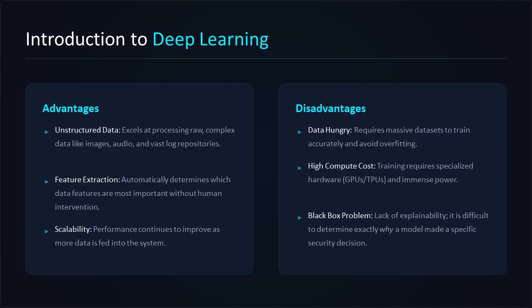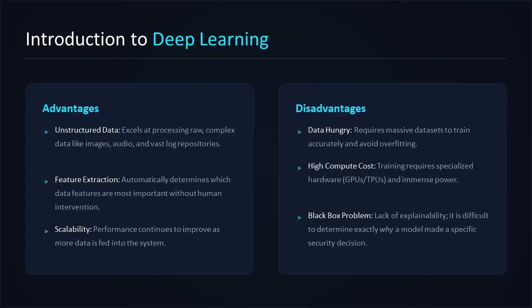Data hungry: requires massive datasets to train accurately and avoid overfitting. High compute cost: training requires specialized hardware, GPUs, TPUs, and immense power. Black box problem: lack of explainability. It is difficult to determine exactly why a model made a specific security decision. Introduction to deep learning.